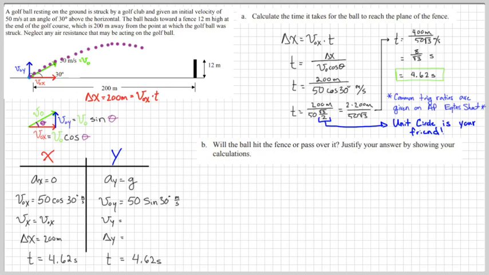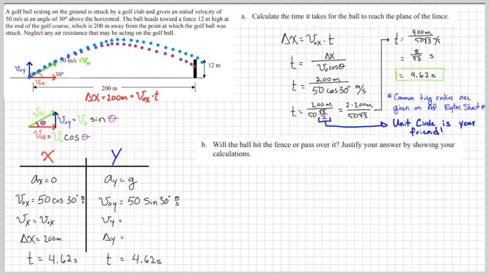Will the ball hit the fence or pass over it? This is part B. Justify your answer by showing your calculations. So maybe the ball goes like this with that purple dotted trajectory, and it hits the fence right below the 12-meter mark. So maybe it doesn't clear the fence. Or maybe it actually goes like this and just barely makes it over.